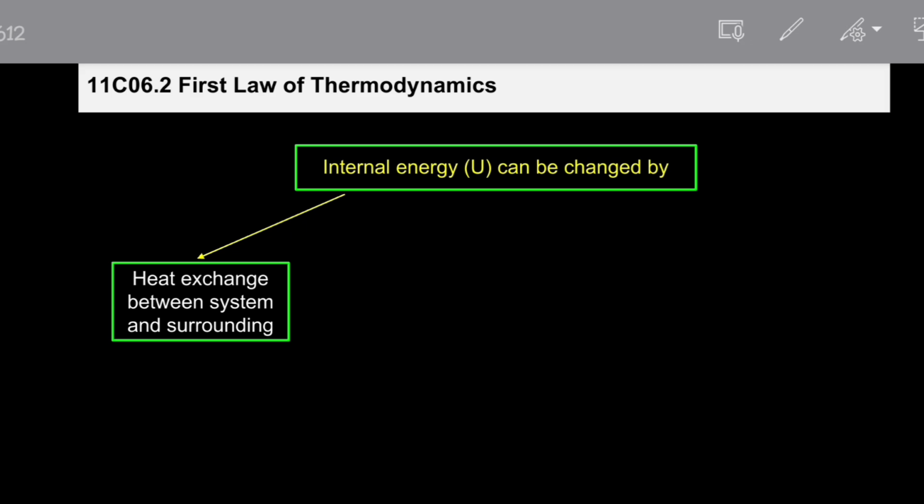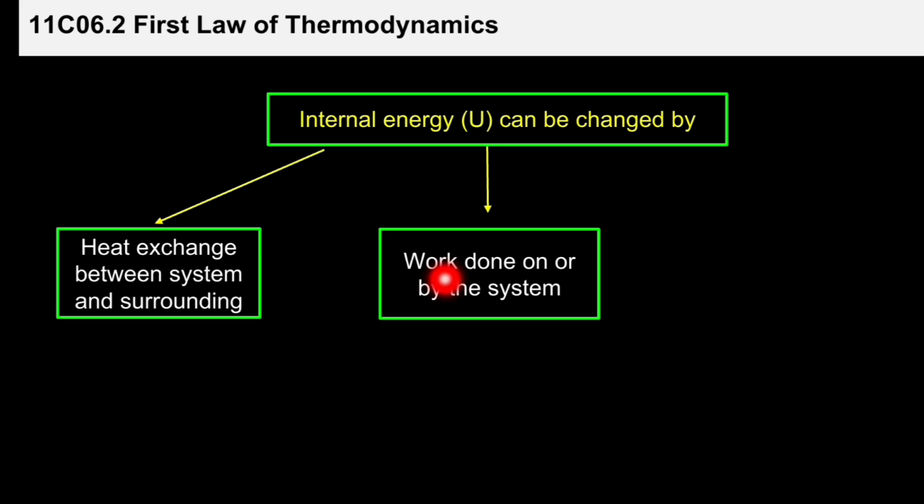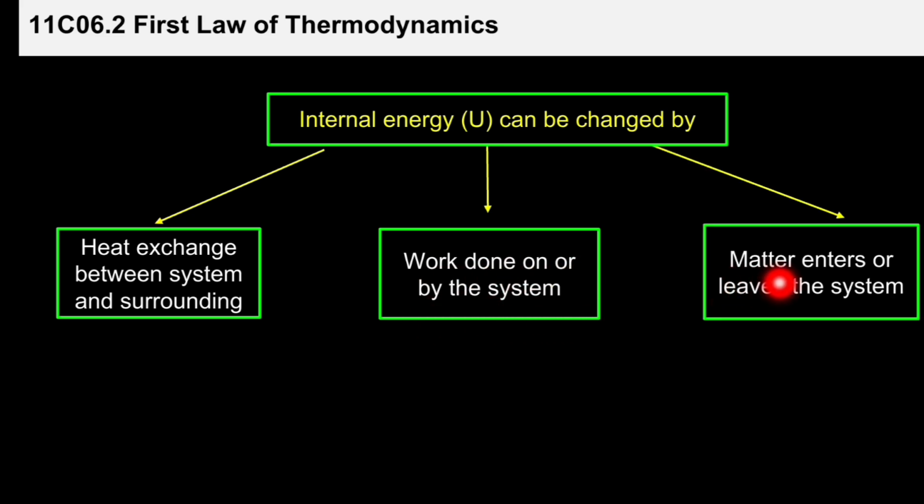It can be changed in three ways. First, if the system exchanges heat with its surroundings. Second, when work is done on or by the system. And third, when matter is entering or leaving the system.